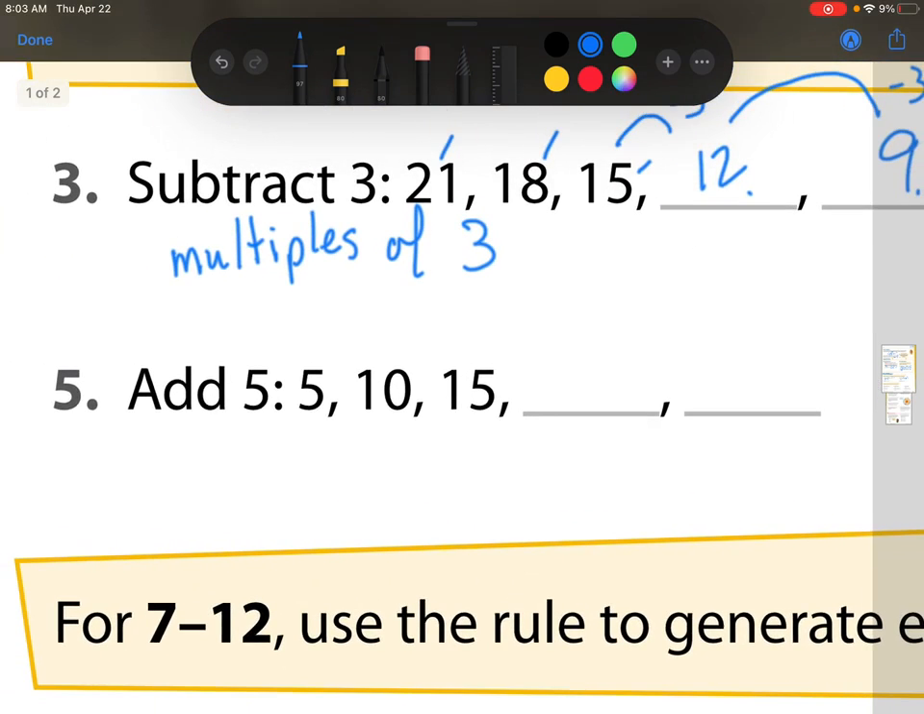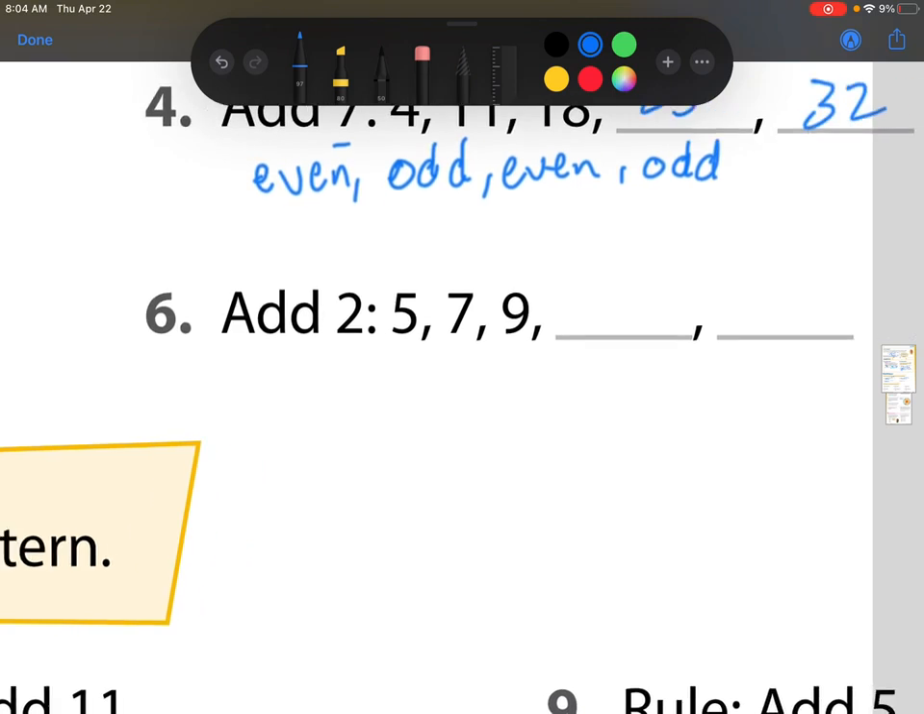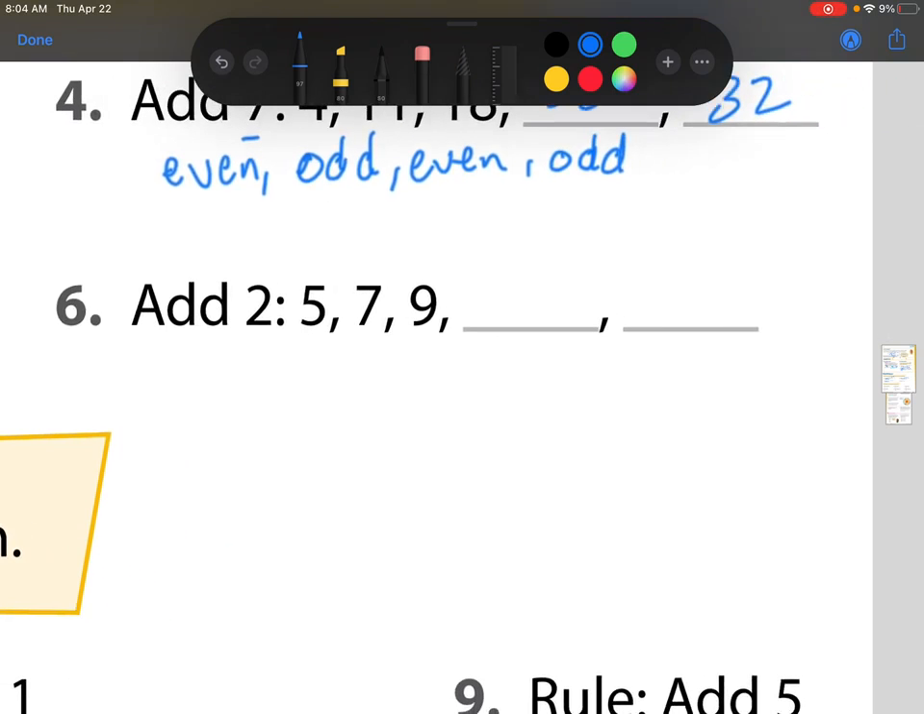Number 5, add 5. So 5, 10, 15, 20, 25. We're adding 5 to each. And what's the feature I see? Well, the feature is they are multiples of 5. Off to number 6, add 2. Well, we have 5 plus 2 is 7, 7 plus 2 is 9, 9 plus 2 is 11, and 11 plus 2 is 13. What's the feature I see? Well, they're not all multiples of 2. The only feature I see is that they're all odd.